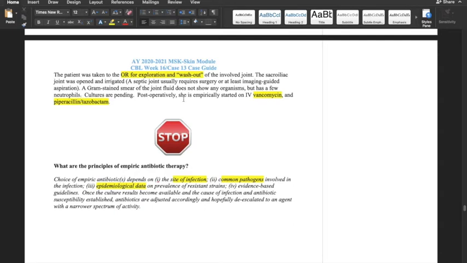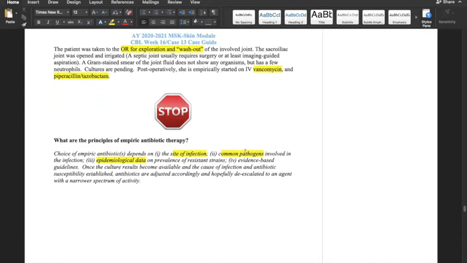So the cultures are pending, and then she has started on IV vancomycin and piperacillin-tazobactam, or Zosyn. This might be a good opportunity to talk about how we choose empiric antibiotics. That really entails the site of infection, the common pathogens that you're considering, and then data on prevalence of resistance. So we mentioned earlier that staph and strep are the most common causes of septic arthritis, and probably MRSA is the most common. Clindamycin doesn't cover all of the resistant MRSA in our community, so vancomycin is a good example here.